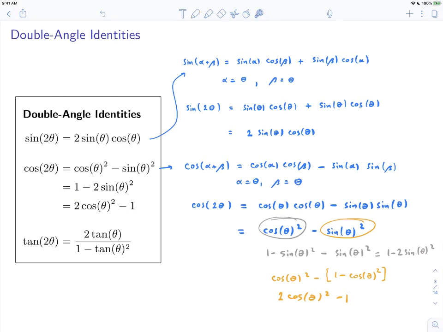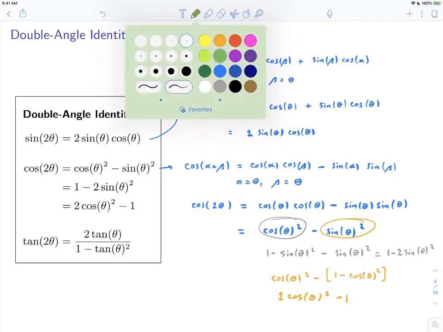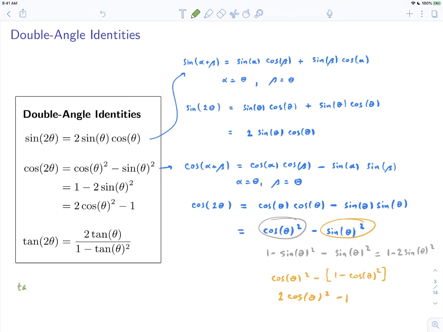That leaves us with our final identity. Tangent of 2 theta equals 2 times tangent theta divided by 1 minus tangent theta squared. This one is obtained by using the double angle identities for sine and cosine. So for example, we can see that tangent of 2 theta is sine of 2 theta divided by cosine of 2 theta. Sine of 2 theta is 2 times sine of theta cosine of theta.